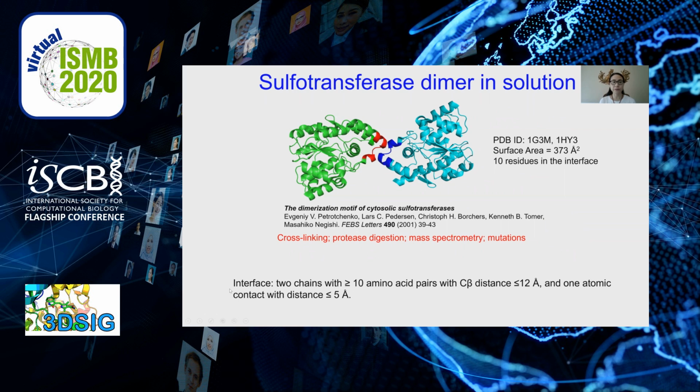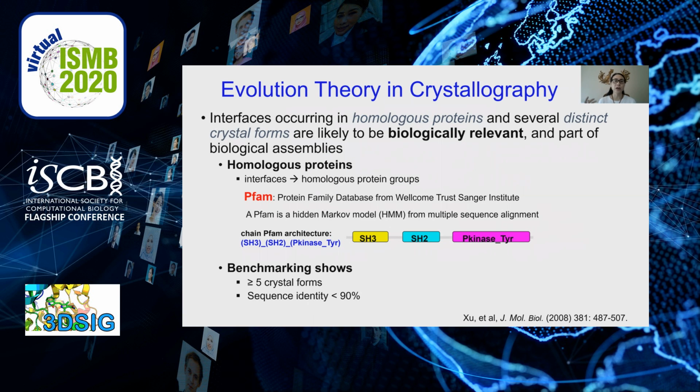In ProtCID, we define an interface as two chains with at least 10 amino acid pairs with C-beta distance less than 12 angstrom and one atomic contact with distance less than 5 angstrom. In order to identify common interfaces, we use the evolution theory in crystallography, which basically says interfaces that occur in homologous proteins and several distinct crystal forms are likely to be biologically relevant and part of biological assemblies.